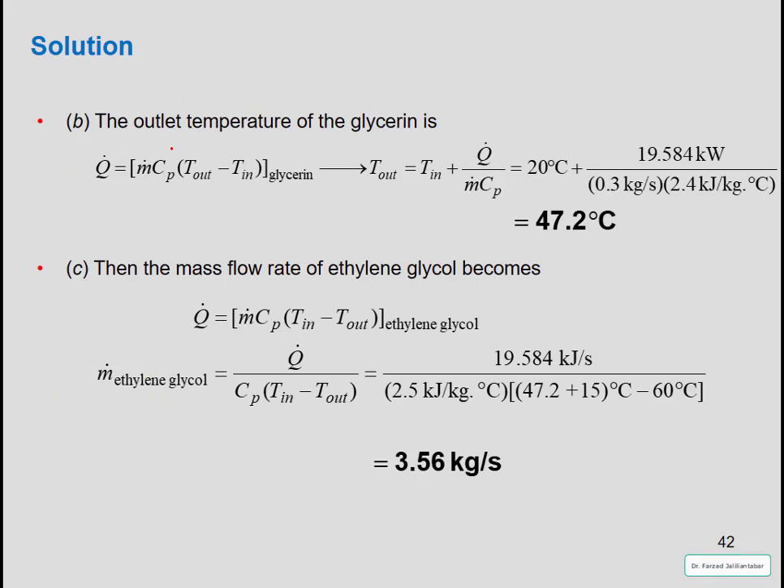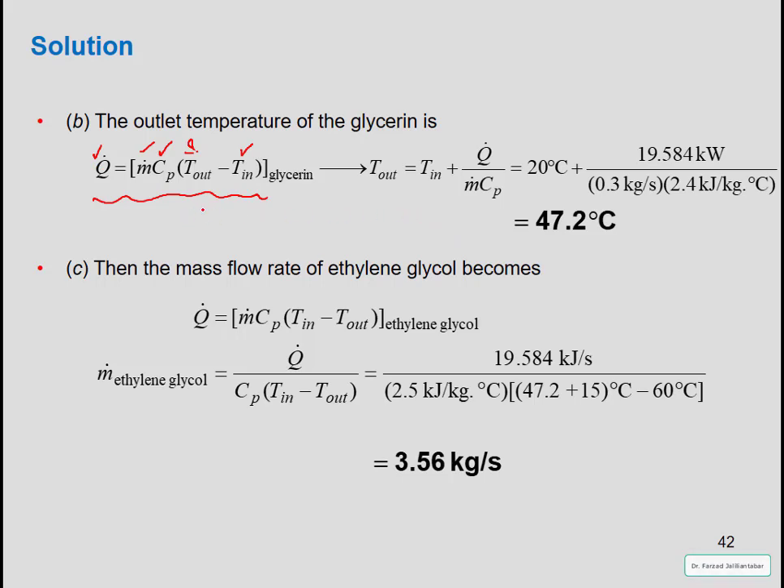For part B, the outlet temperature of the glycerin is required. Again, the Q dot for the glycerin can be found by this equation. Q dot is equal to m dot Cp T out minus T in. M dot is the mass flow rate of the glycerin, which is known. Cp is the specific heat of the glycerin, which is known. T out we don't know. T in is also known. And Q dot we have calculated for part A.